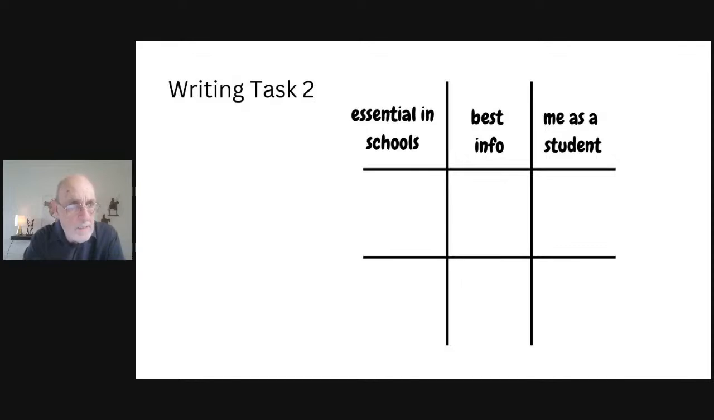Then my reason for this is because I think it's the best source of information for studying. So I just put best info. That's enough to let me know what I'm going to write for my reason in this paragraph. And then the example I'm going to use is me as a student when I was in university. So now I know exactly what's going into my first paragraph, and I can start thinking about my second paragraph.